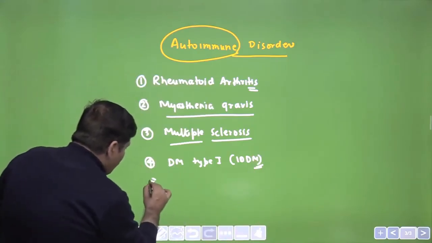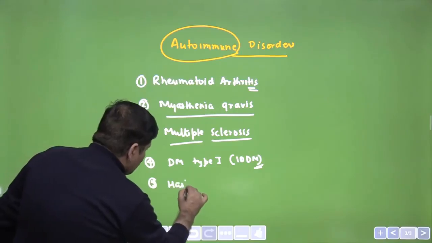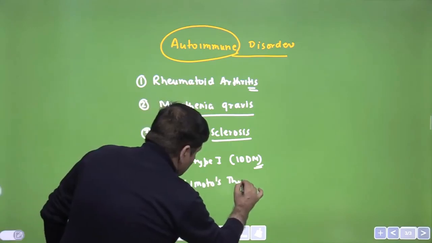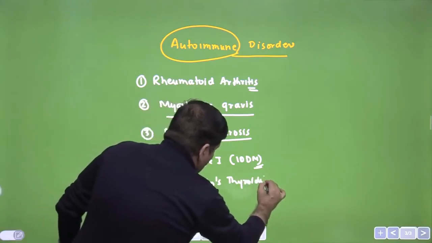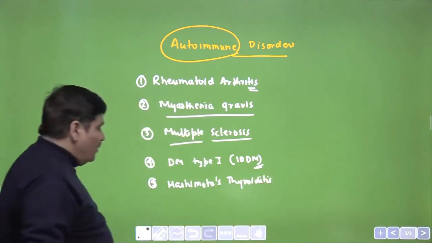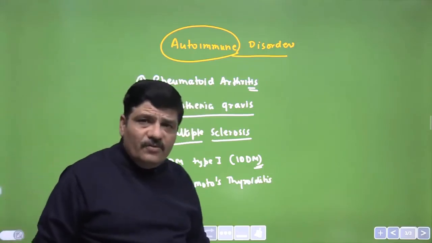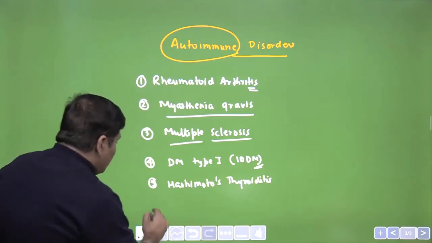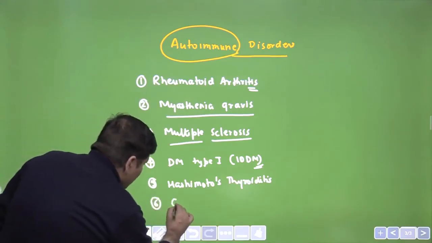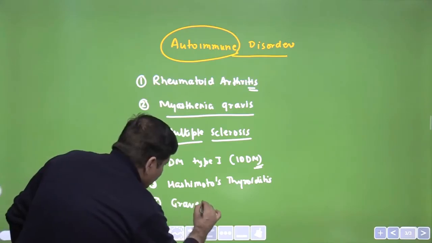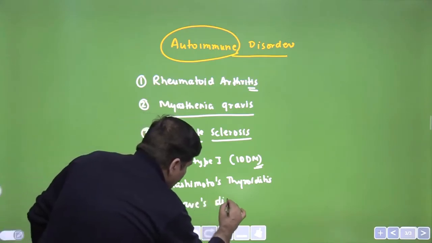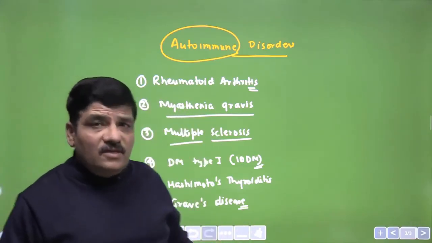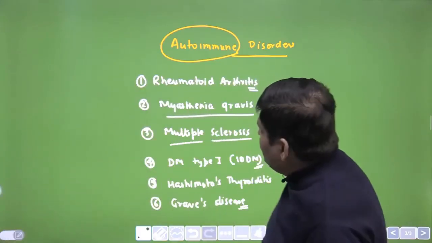And number 5 would be Hashimoto's thyroiditis. Even though I am telling you some important diseases outside NCERT, I would certainly request you not to remember all of them. This is a case of hypothyroidism where antibodies are formed against the thyroid cells. Similarly, you have already read about Graves' disease, which is also an autoimmune condition. In many cases, Addison's disease is also an autoimmune condition.